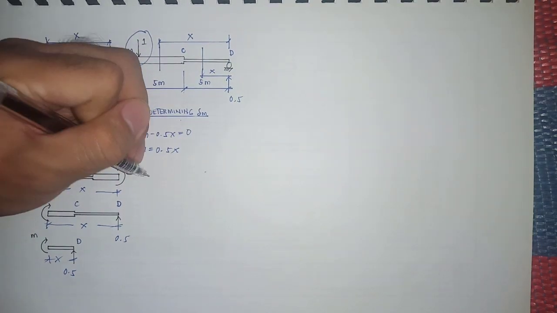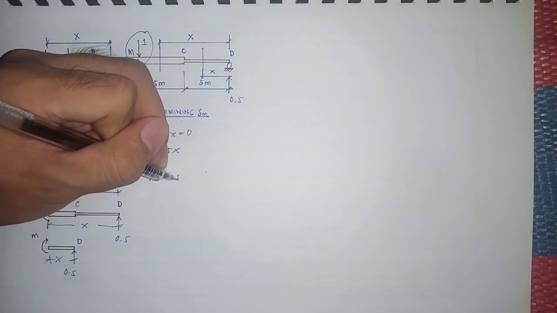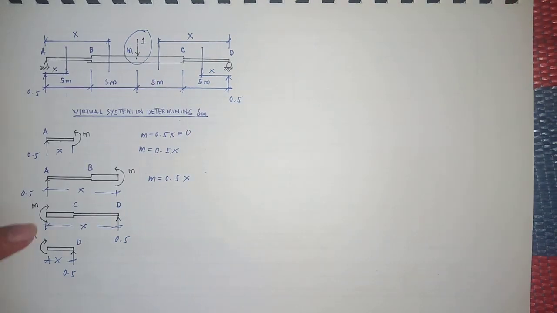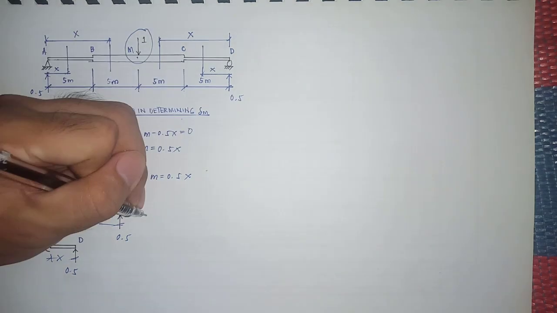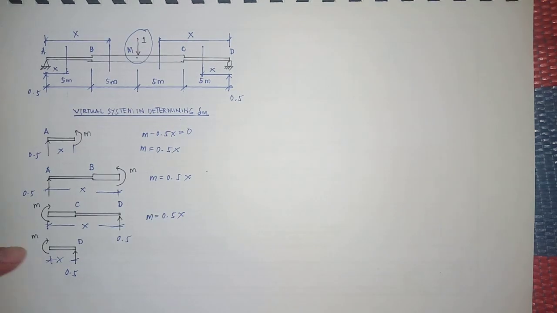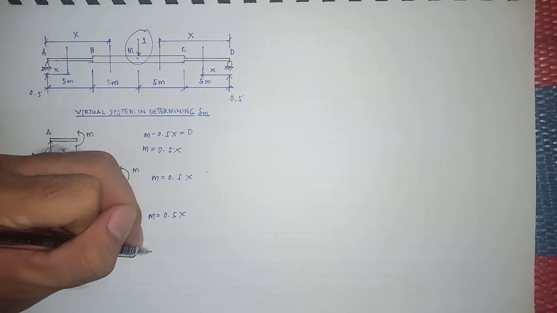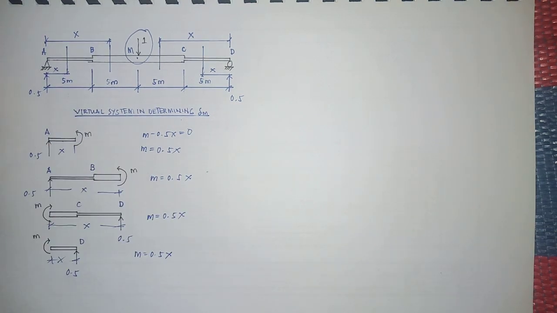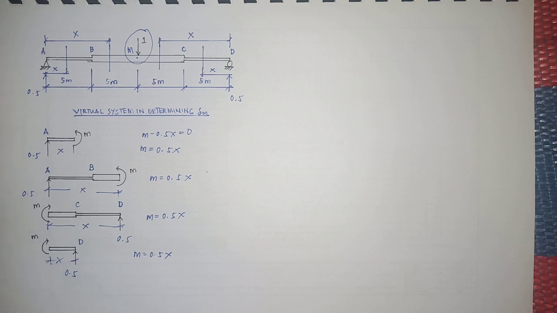Parehas lang din dito. Shortcut natin. M equals 0.5x. Paano naman dito? Uy, parehas lang din. Gets pa, guys? Okay. Then, syempre dito rin. M is equal to 0.5x. Nagkataon lang po yan, guys, na pare-parehas. Okay, that is just for convenience.